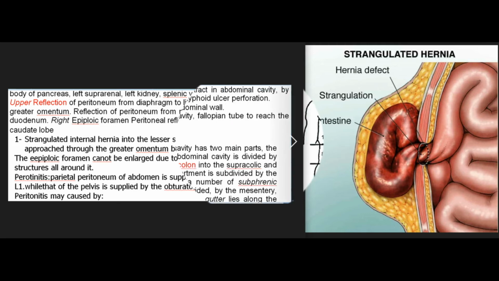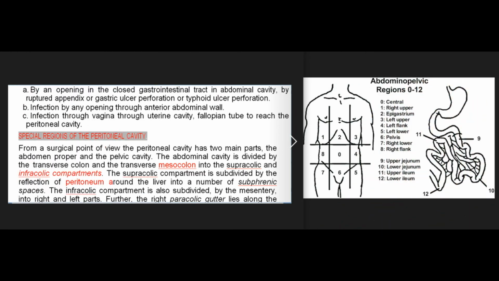Peritonitis may be caused by A, an opening in the closed gastrointestinal tract into the abdominal cavity, by ruptured appendix or gastric ulcer perforation or typhoid ulcer perforation. B, infection by any opening through anterior abdominal wall. C, infection through vagina, through uterine cavity, fallopian tube to reach the peritoneal cavity.